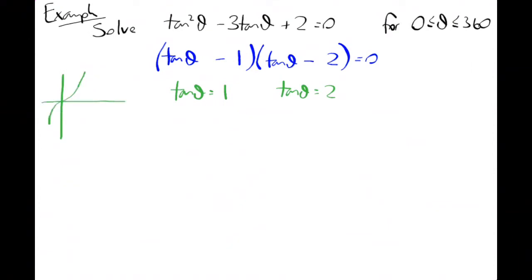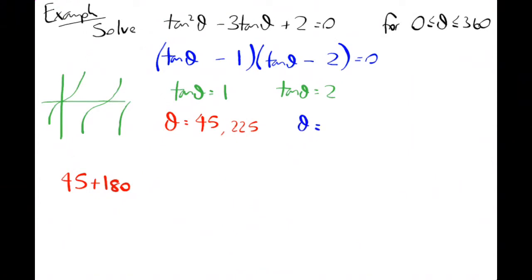Looking at the tan graph, I know if I get one answer, I just add 180 to it. So theta equals inverse tan of 1. Again, it's one that we should know, 45. The other answer is just going to be 45 plus 180, so that's 225. Tan theta equals 2, we're going to have to ask the calculator, 63.4. So for the other answer, I'm going to do 63.4 plus 180, which is 243.4.